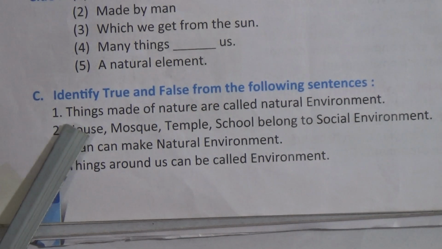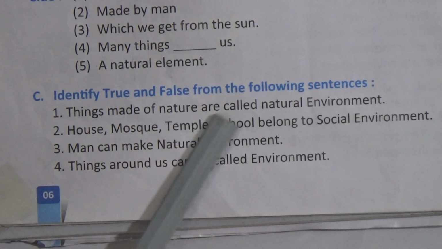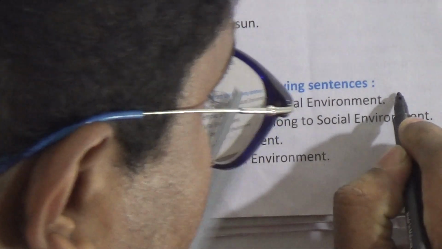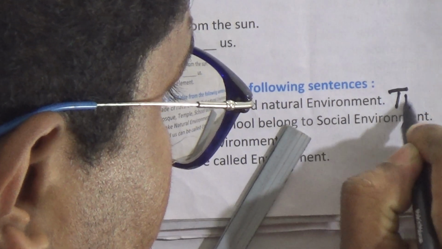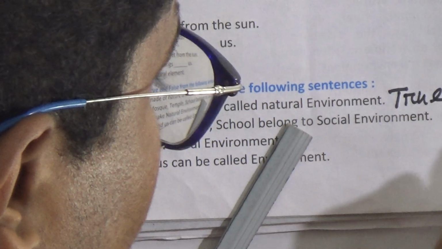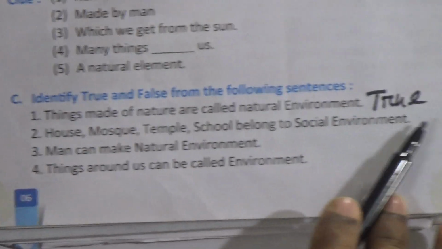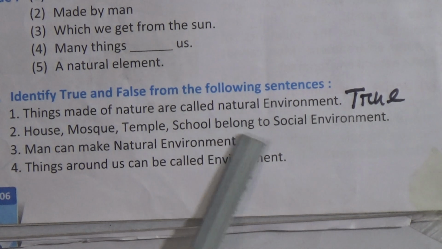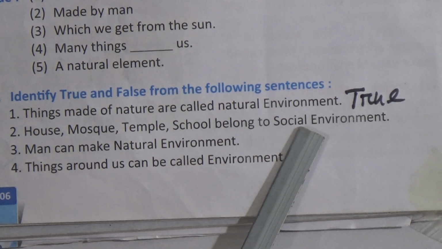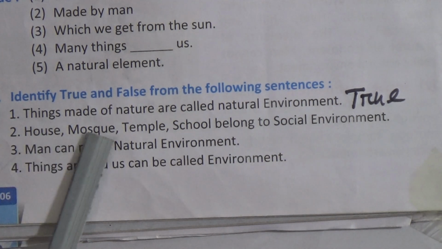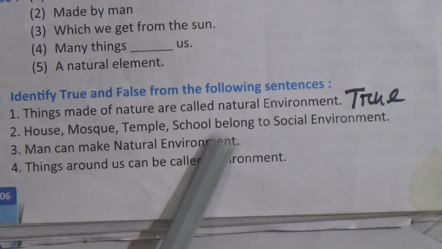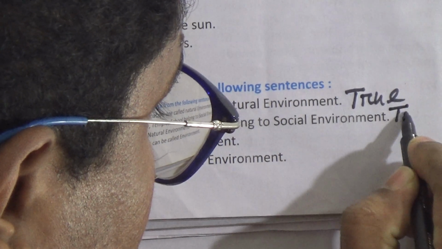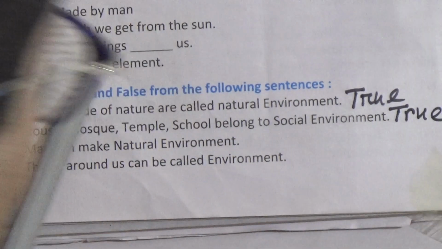Number 1, things made by nature are called natural environment. True or false? Yes, this is true. So we have to write T-R-U-E, true. Number 2, house, mosque, temple, school belong to social environment. Yes, we can make a house, mosque, temple, school. It is true because these things are made by people.